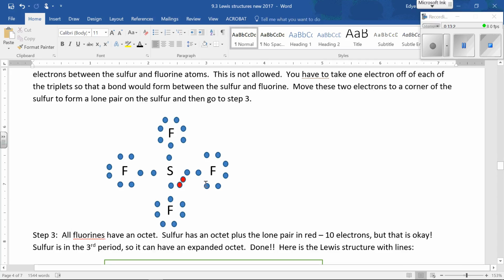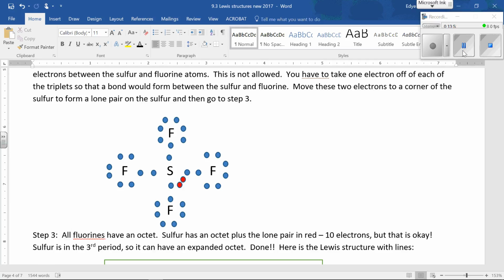Okay, so fluorine, 1, 2, 3, 4, 5, 6, 7, 8. Fluorine's got its octet. Fluorine, 2, 4, 6, 8. We're good there. And this fluorine, 1, 2, 3, 4, 5, 6, 7, 8. Fluorine's got its 8. Now sulfur, 1, 2. Remember the bonds count as if they're on both atoms. So 2, 4, 6, 8, and 10. Sulfur has 10. Everything else has 8.